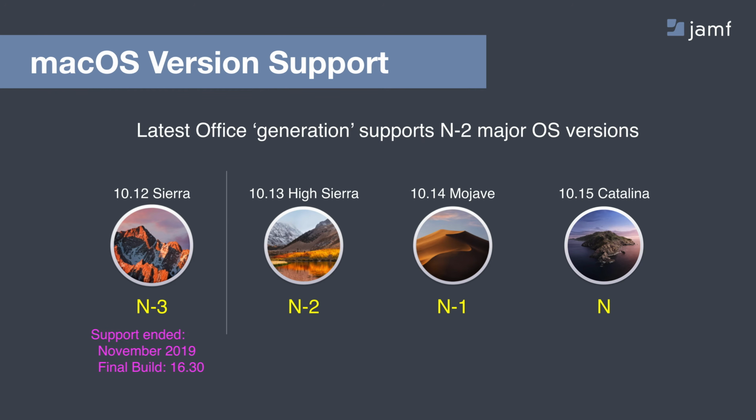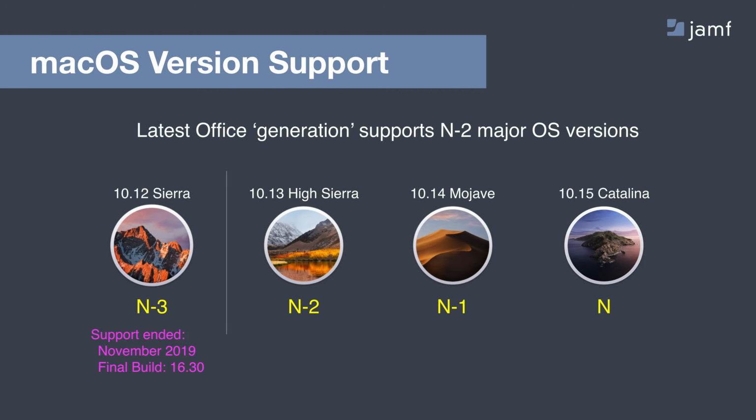Okay, so let's talk about how we think of macOS version support. We changed our stance here a couple of years ago. Starting with the 2019 generation of Office, we took this hard line of only supporting the three most current versions of macOS in the market. Many IT admins will know this as our N-2 model, where we support the latest major release, which would be N, and then the two previous major releases.